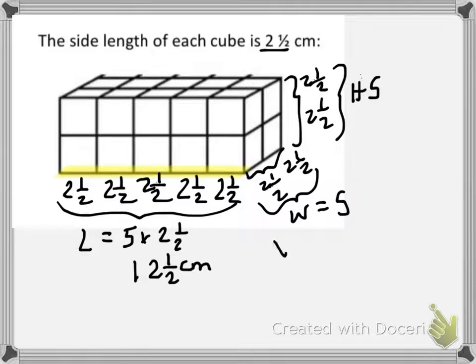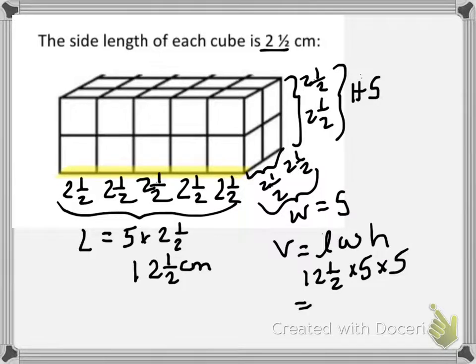So now we can substitute that into our equation, length times width times height. So we have 12.5 times 5 times 5. And that gives us a volume of 312.5 centimeters cubed.